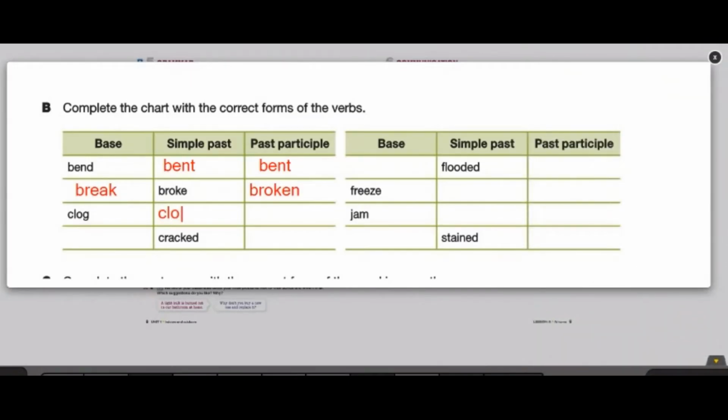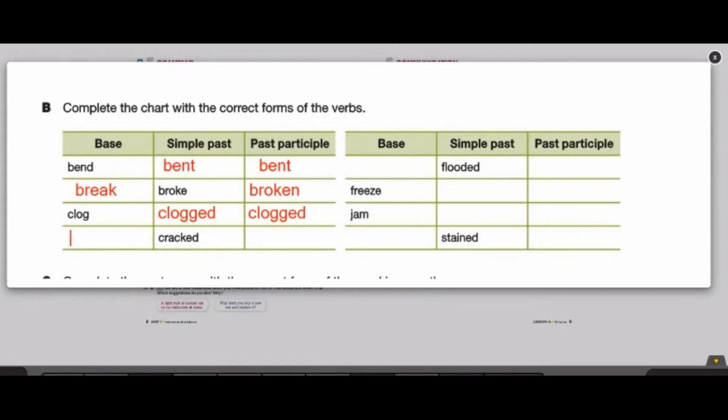Yes, double G, right? Clog. And so if it's a regular verb, what's the past participle? Clogged. What's the pronunciation? Clog. Yes, eliminate the letter E. We don't say clog-ed. Okay.